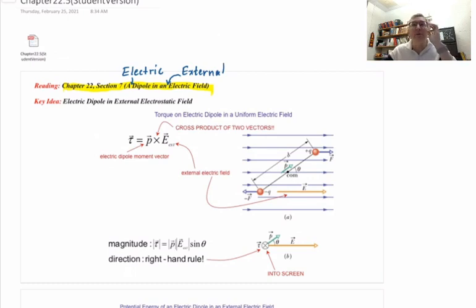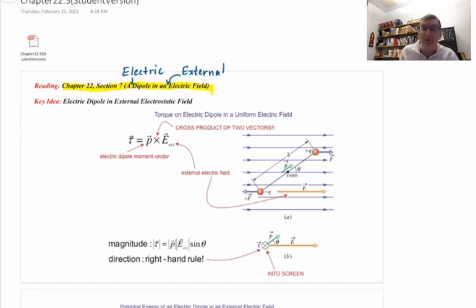Now, this turns out to be more important than just an academic exercise, because there's a very important technological application that uses the physics of what we're talking about here, the motion of an electric dipole in an external electric field. And that application is your microwave oven and how it cooks your food. Okay? So we'll come back to that. But I just want to motivate for you that there are practical applications for what we're about to talk about.